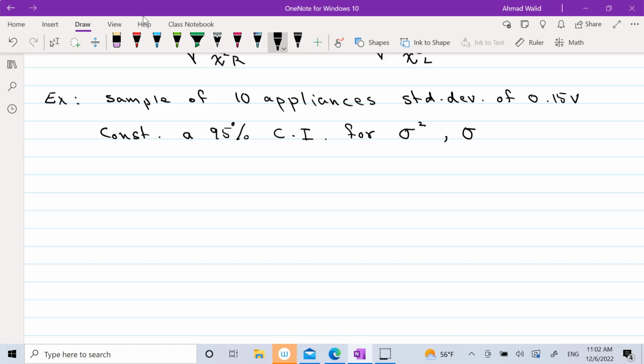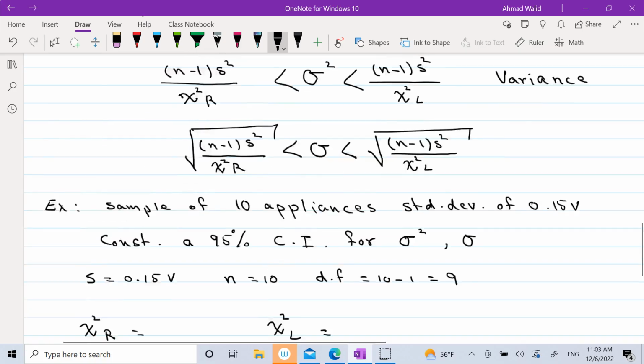Now, what we do here, the first thing, we know the standard deviation for our sample, which is 0.15 volt. Correct? Sample size is given, 10. Then the degrees of freedom will be 10 minus 1, which gives you 9. Now I'm looking for the chi squared to the right, and also I'll find my chi squared to the left from my table.